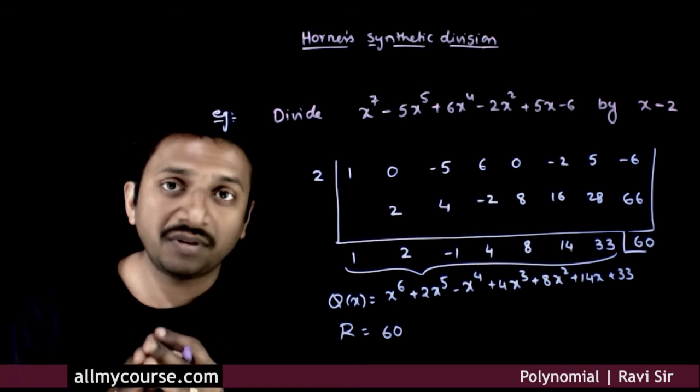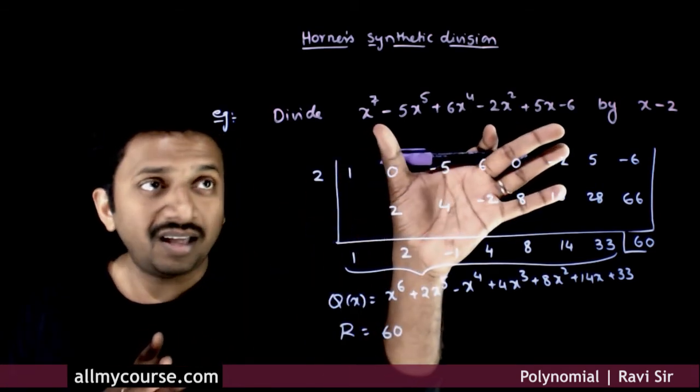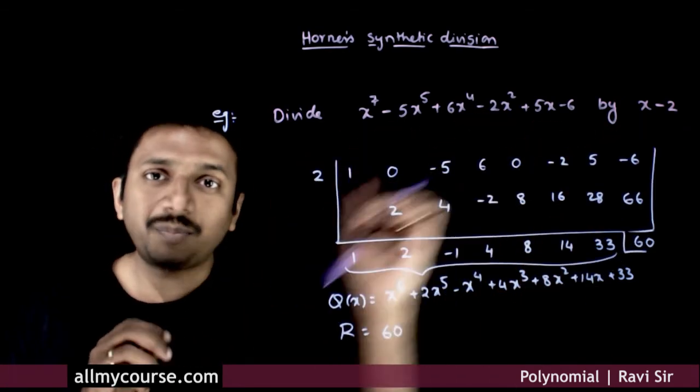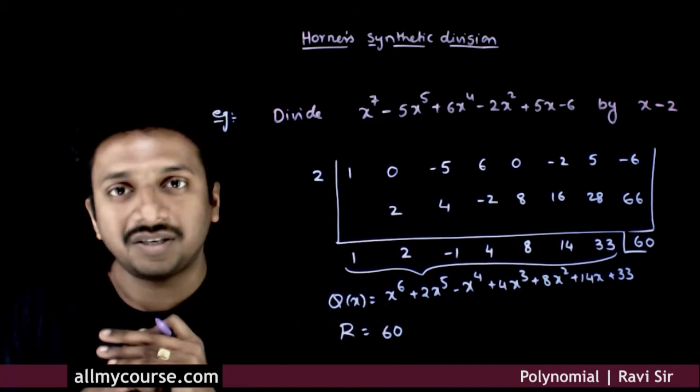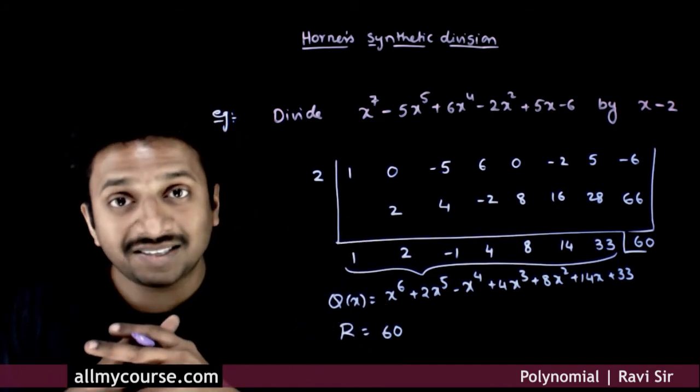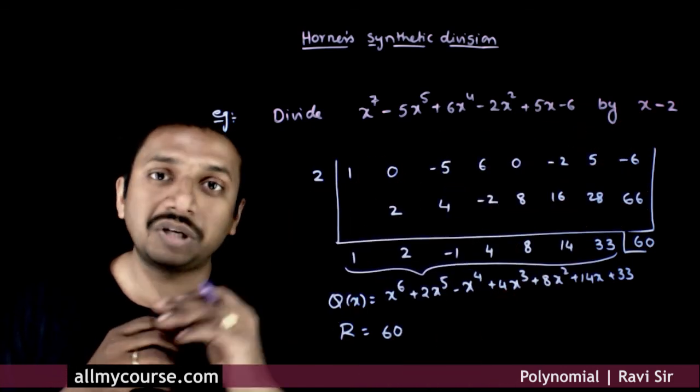So this is how you divide any polynomial by a linear polynomial if the leading coefficient is 1. So let us see what to do if the leading coefficient is not equal to 1.